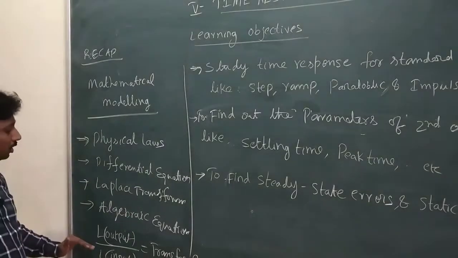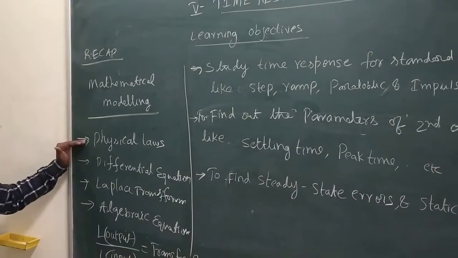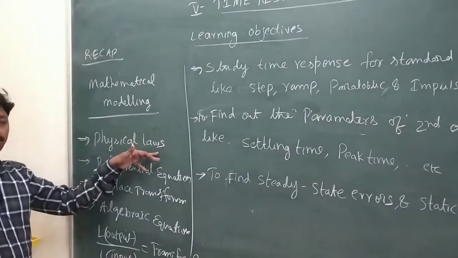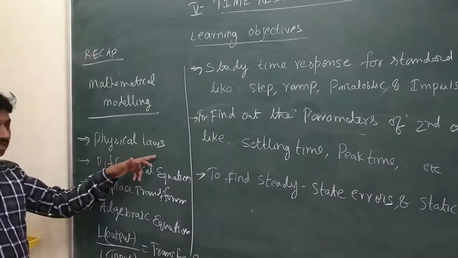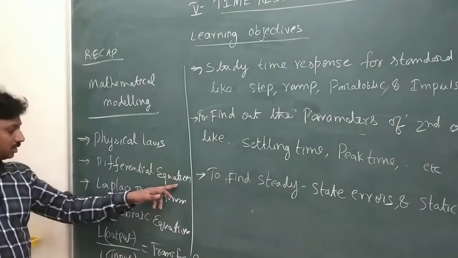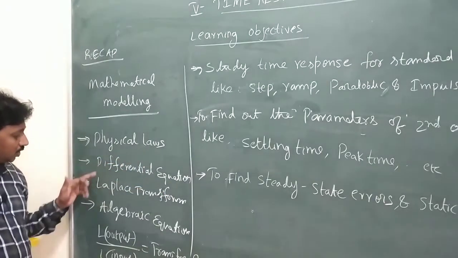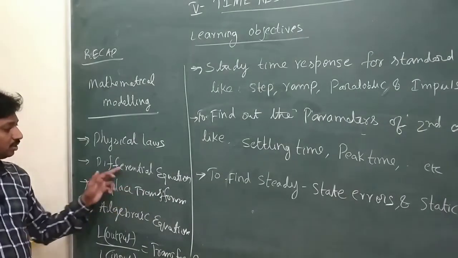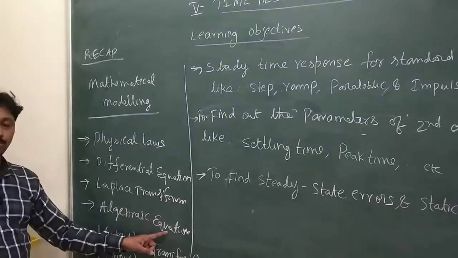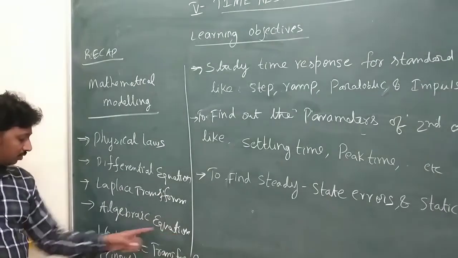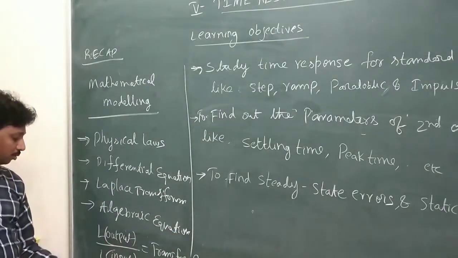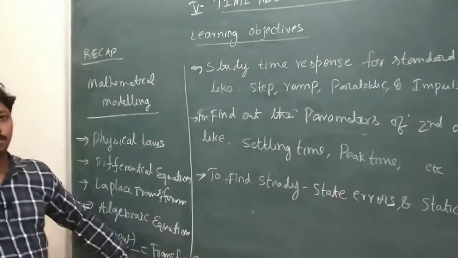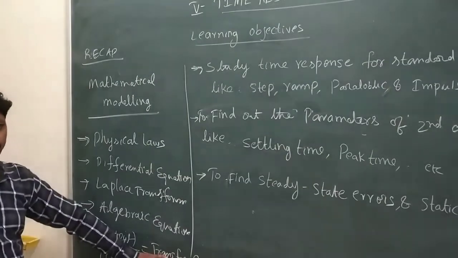So to make a model, you have to apply four steps. First, apply the physical laws to get a differential equation. Then apply the Laplace transform to the differential equation to get an algebraic equation. From the algebraic equation, you take the Laplace transform of output by Laplace transform of input, and you get the transfer function. So this is mathematical modeling.